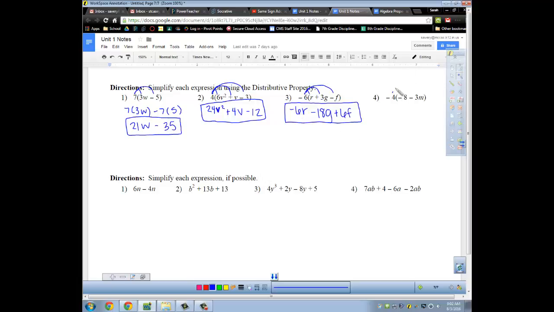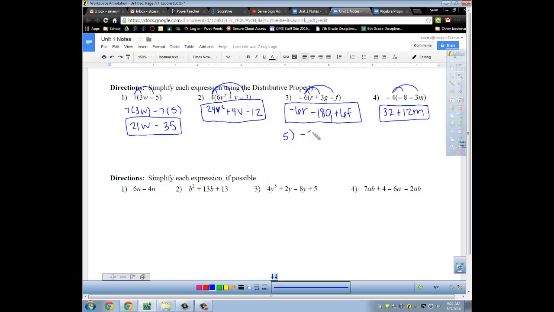Number 4, -4 times -8 is a positive 32. -4 times -3m is a positive 12m. So you can leave it like this, or if you prefer, you can switch the 12m and the 32, just because in algebra, typically the variable will come first. Now I'm going to write an additional problem right here, number 5.